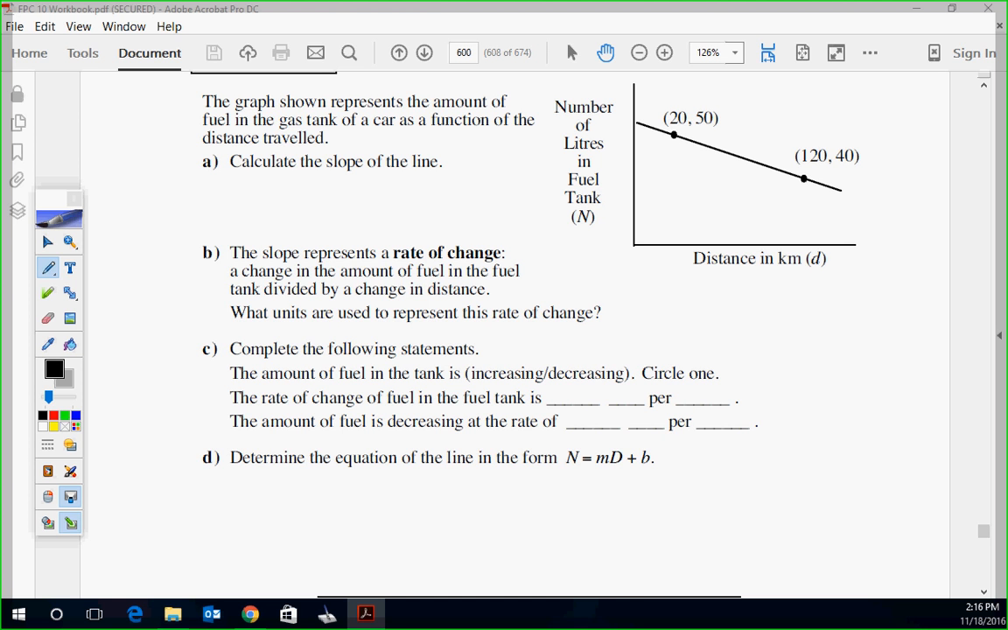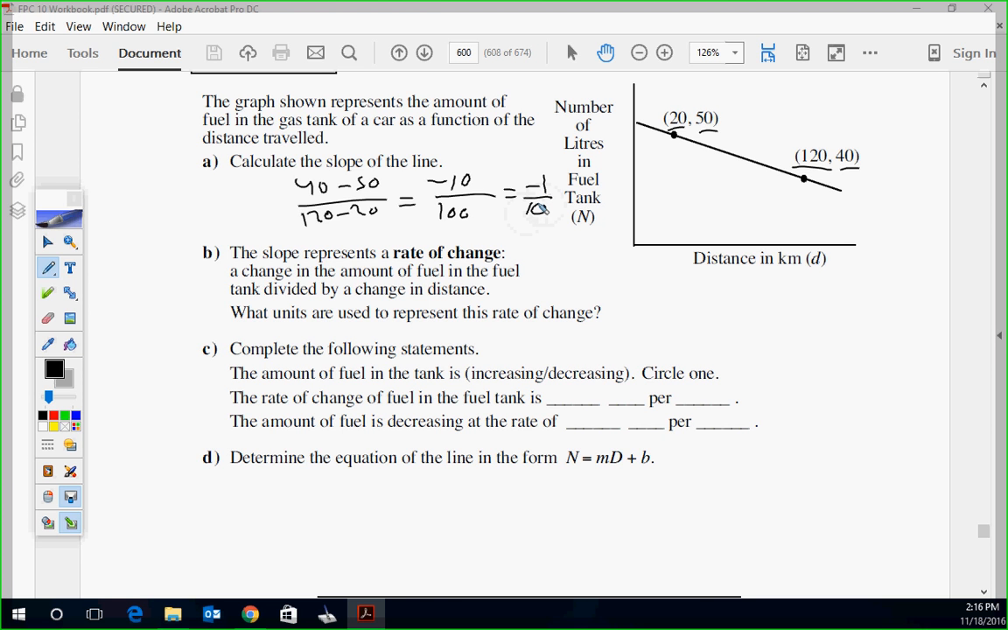Okay. The graph shown represents the amount of fuel in a gas tank of a car as a function of distance traveled. Notice this line is what? Negative. So we have a negative relation here, which makes sense because as you drive, you lose gas. So calculate the slope of the line. So 40 minus 50 over 120 minus 20. 40 minus 50 is negative 10, which makes sense. We're expecting a negative slope. 120 minus 20 is 100. That reduces to negative 1/10.